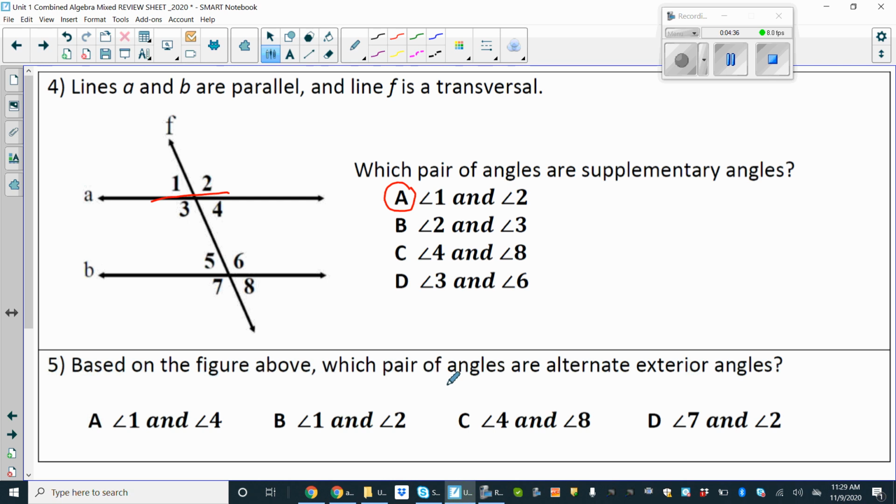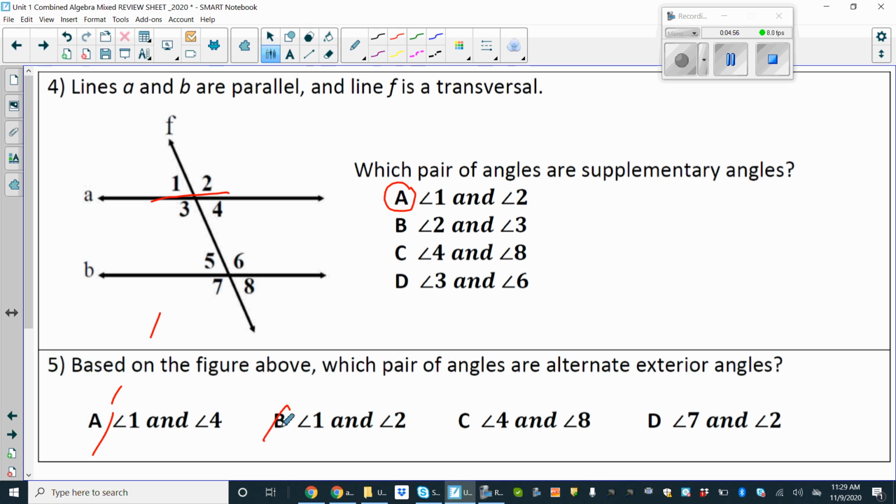Based on the figure above, which ones are alternate exterior angles? Let's go through our choices. A, 1 and 4. 1 and 4 are vertical angles. They meet in the middle and are across from each other. So that's out. B, 1 and 2. 1 and 2 we just said are supplementary angles. They equal 180 degrees. They create a straight line.